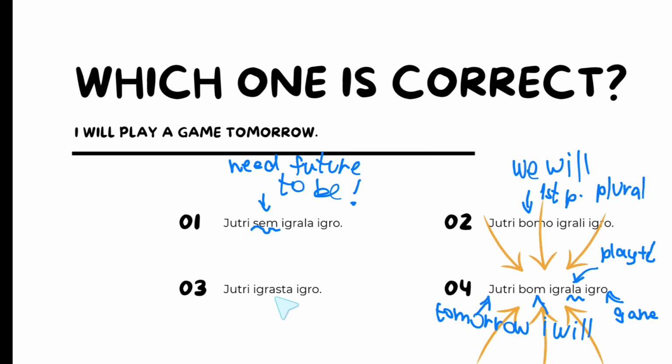And why is this one bad? Jutri igrasta igro. Well, this one means tomorrow they play a game. The reason why this is wrong is because igrasta, the two of them play, not I will play. So this is completely wrong sentence.